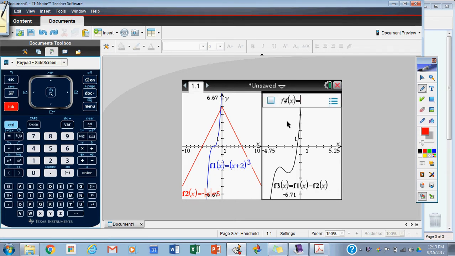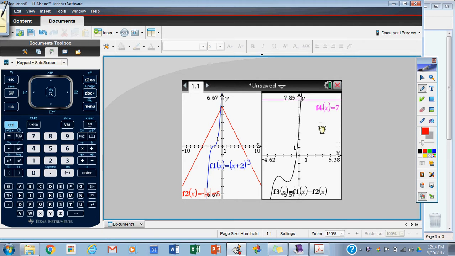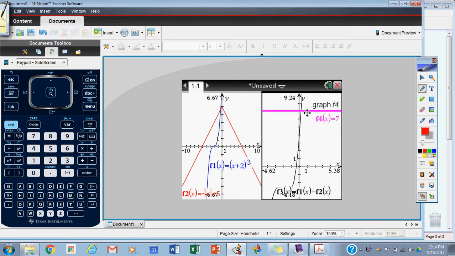But if I hit tab, now I can put in another function, and since this one said 7, I'm going to type in a 7 here. And that'll give me not nothing. It actually is there. If you grab your graph and you pull it, it's right there. So I can see right there that it actually is a value of 7 on this.